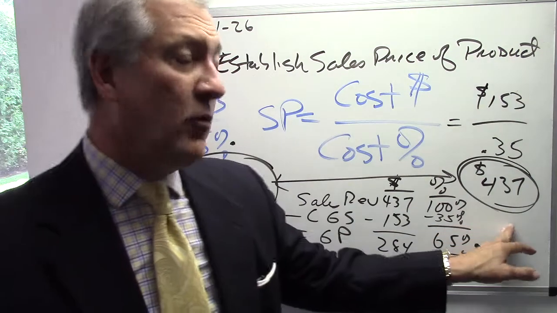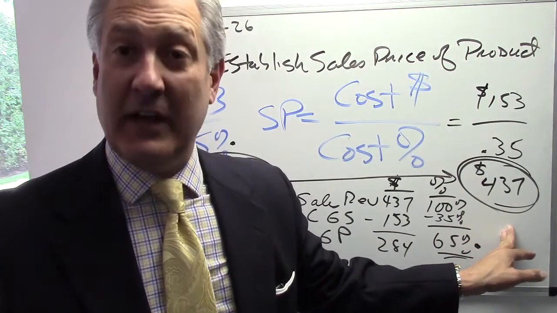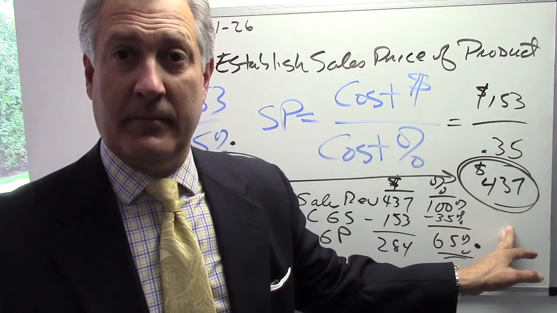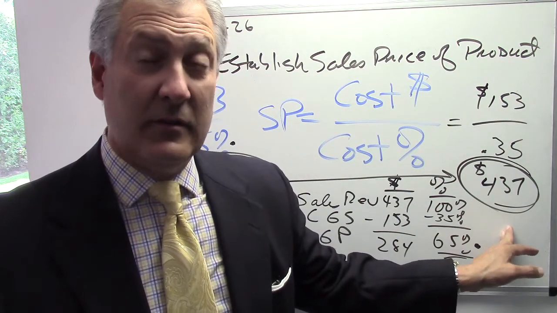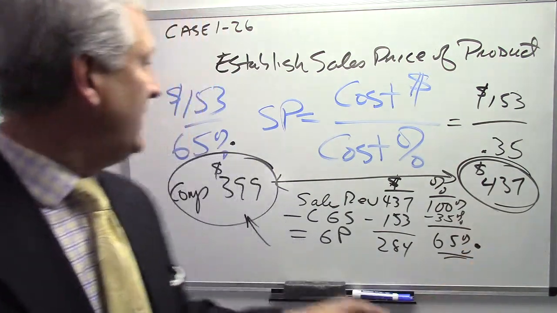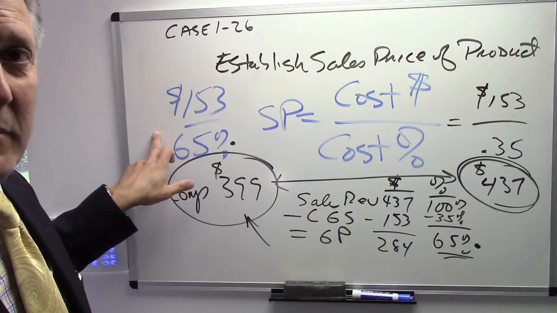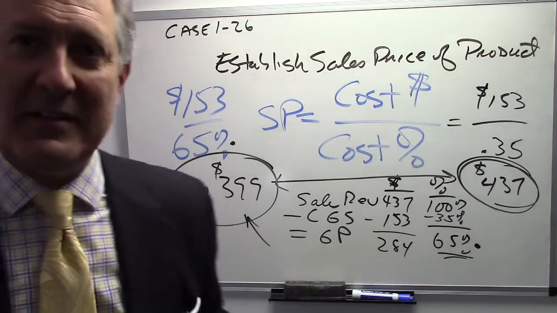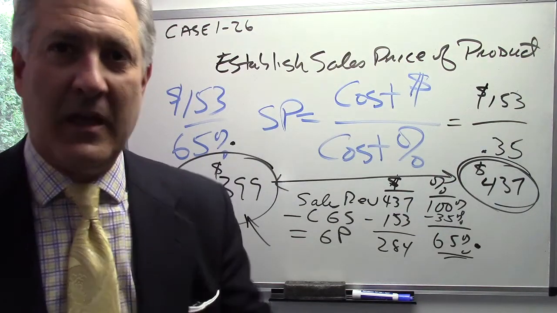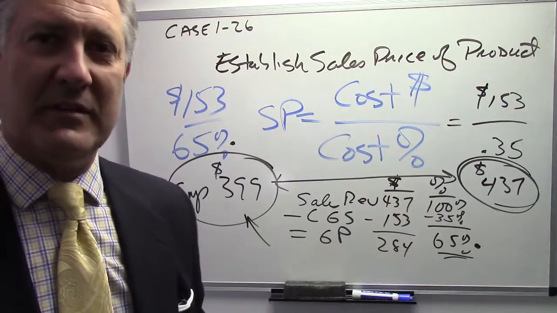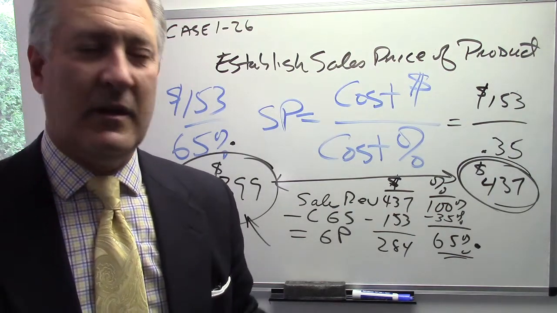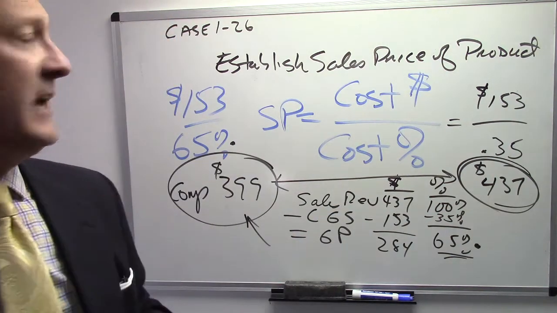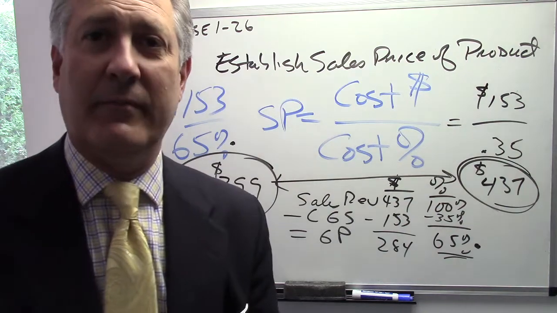So this company who wants to sell it at $437 is going to have to make a decision. Should they sell it at $437 and maintain their desired gross profit margin of 65%, or do they drop the price so that they can beat the competition? That's a business decision. We talked about the financials. That is Chapter 1, Case Study 1-26. I thought it was a good problem. Thank you.